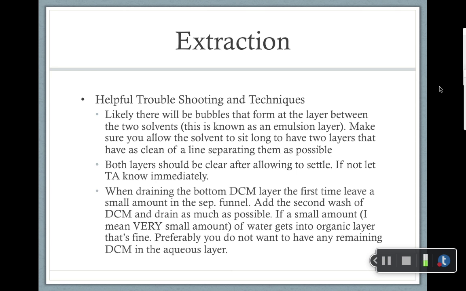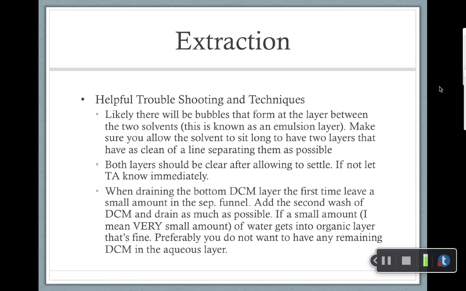What you can do when this forms is allow it to sit longer. We don't want you to waste a whole bunch of time by letting it sit, but we definitely want it to sit long enough so that you're not pulling a whole bunch of the bubbles into your organic layer. This is where you can add a lot of water into that sample, and then you'll have to add a lot of drying reagent.